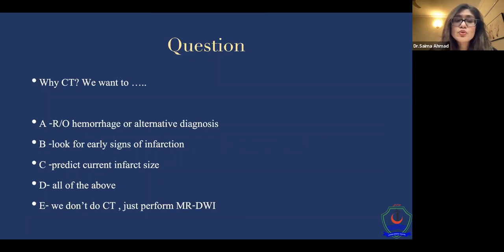Option A is to rule out hemorrhage or an alternative diagnosis, to look for the early signs of infarction, to predict the current infarct size, all of the above, or we don't do CT and just perform the MR DWI. So I think in this question, D is the answer: all of the above are the reasons for which we need the CT in acute stroke imaging.